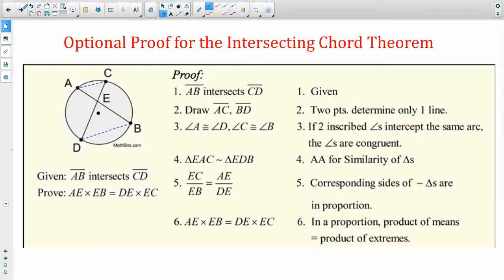Now, there is a proof to this theorem that will be optional. And in the actual class that I do for this, I'll explain this a little bit more deeply. However, if you want to pause your video and take a look at it and try to understand it, go ahead, do that now.